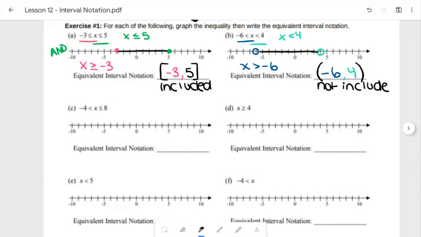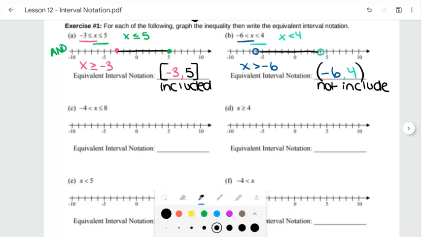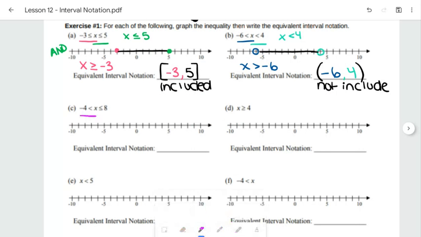So then with something like C, you have a little bit of both. So first we have that -4 is less than x. So x is greater than -4.